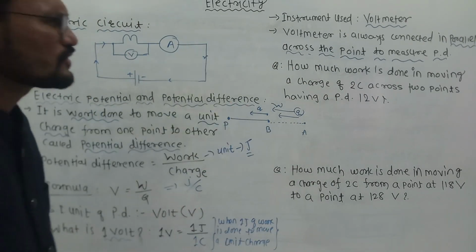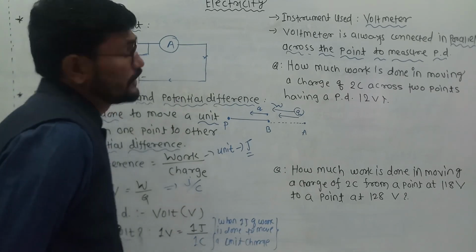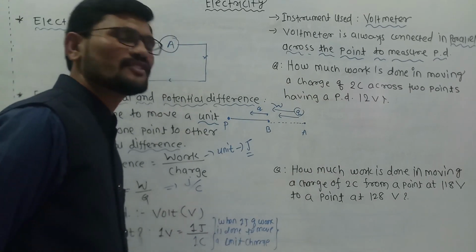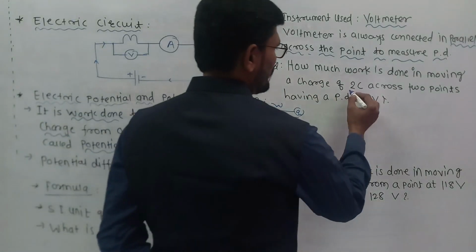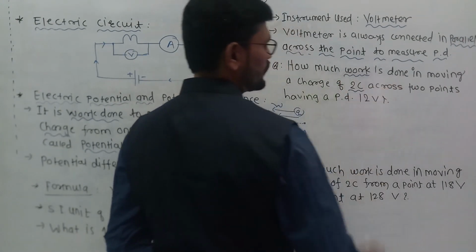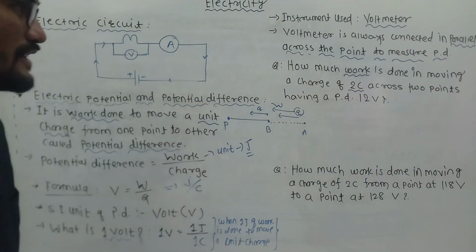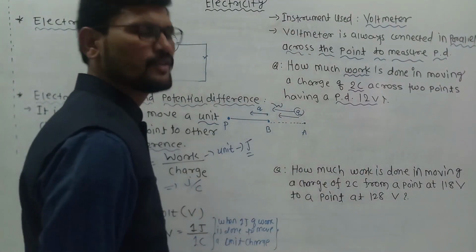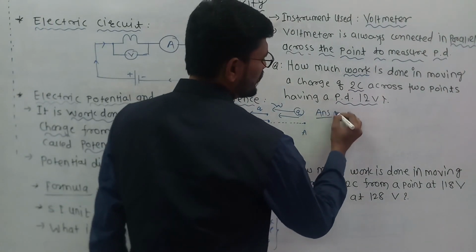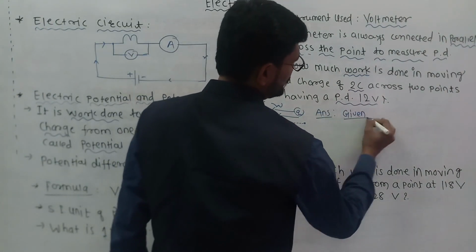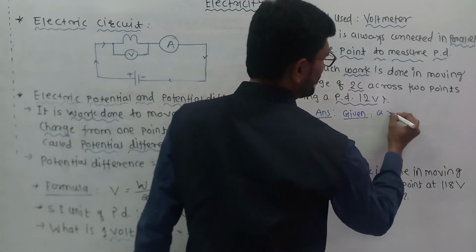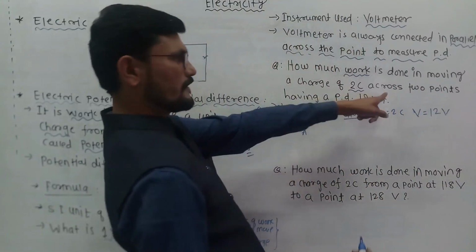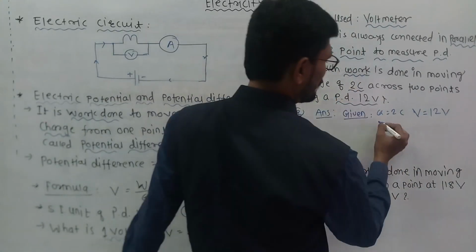Let us do some examples on that. I will read it for you. How much work is done in moving a charge of 2 coulomb across 2 points having a potential difference of 12 volt? Write it down. What is given? Very simple. Charge is given, 2 coulomb. Potential difference is given, how much? 12 volt. What do we want to calculate? Work. That work has to be calculated.